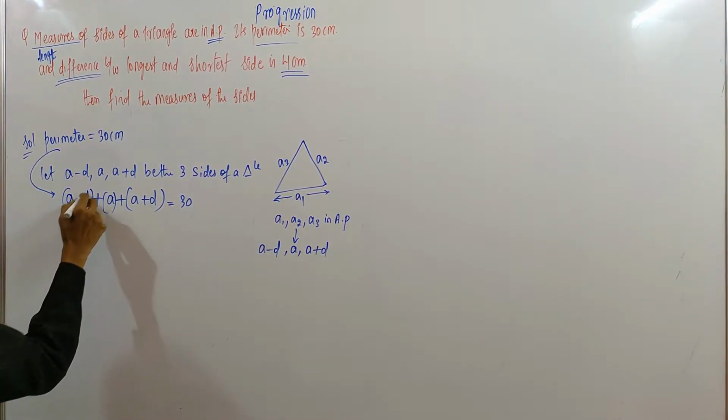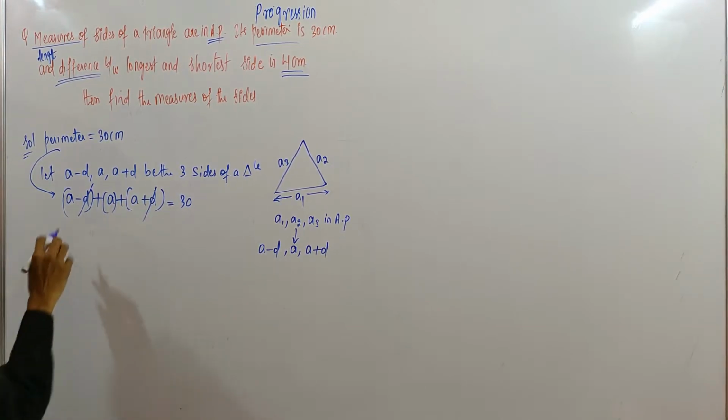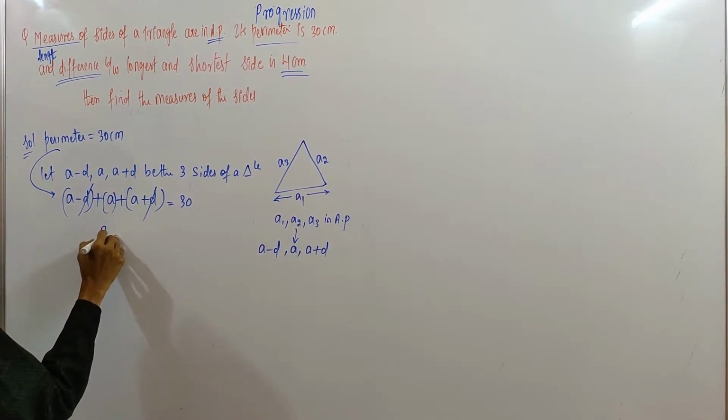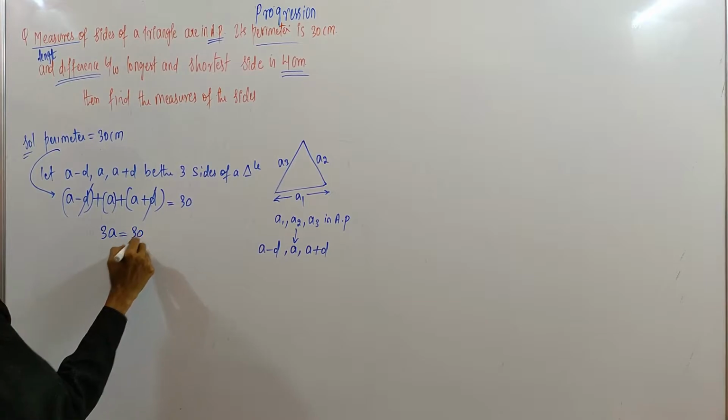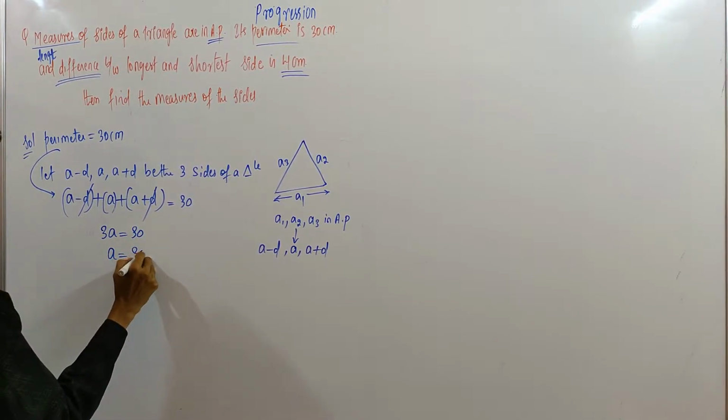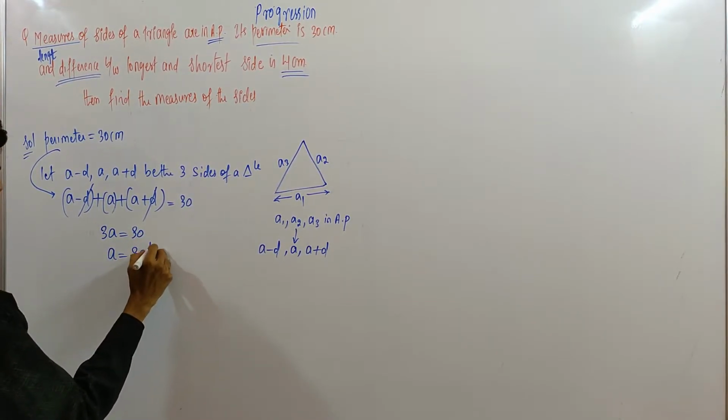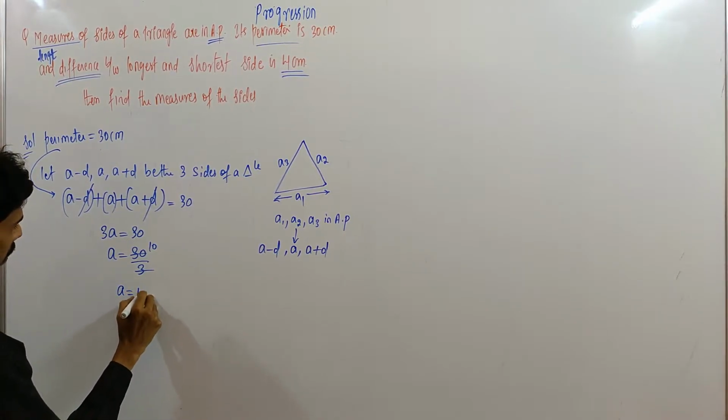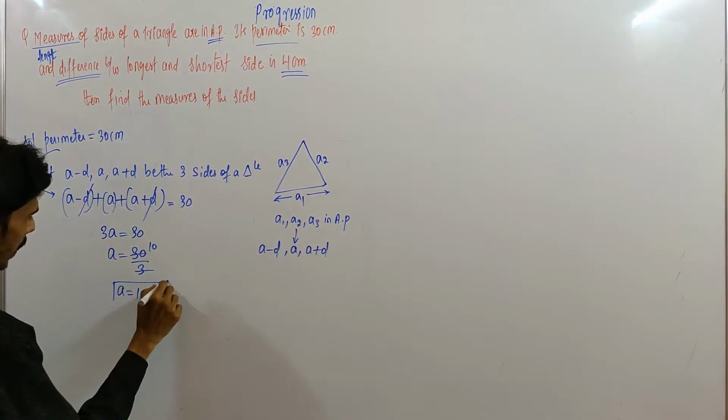Now this D will get cancelled. We have A plus A plus A, we have 3A. 3A is equals to 30 centimeter. So A value is 30 divided by 3. 3 tens are 30. So we have A as 10 centimeter.